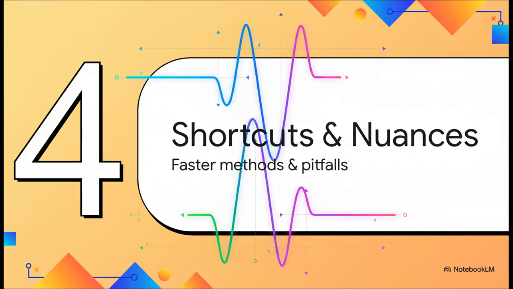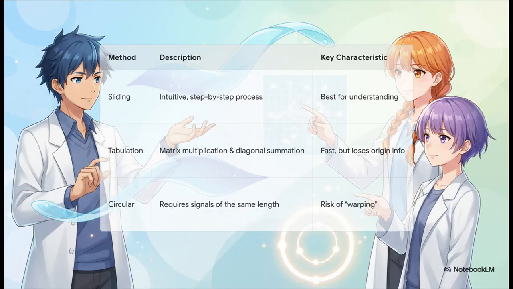So the sliding method is awesome for really understanding what's going on, but there are faster ways to do this, especially if you're a computer. And it's also really important to know about a common mistake you can make if you're not careful. Let's just quickly look at the main methods out there. We've got the sliding method down, and that is, for sure, the best for building your intuition. Then there's the tabulation method, which uses a matrix. It's really fast for calculating, but it can be easy to lose track of where your signal is supposed to start. And finally, there's something called circular convolution, which is used a lot in digital processing, but it comes with a big warning label we need to talk about.